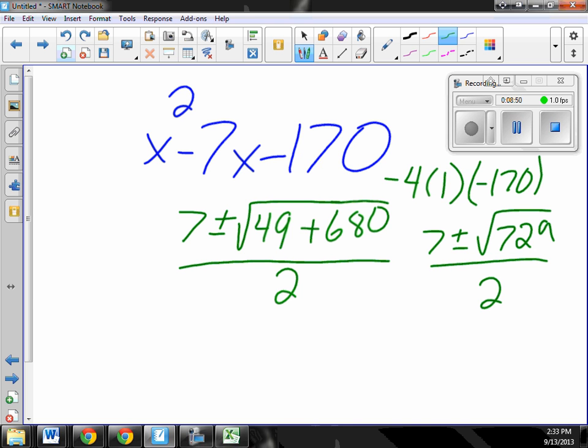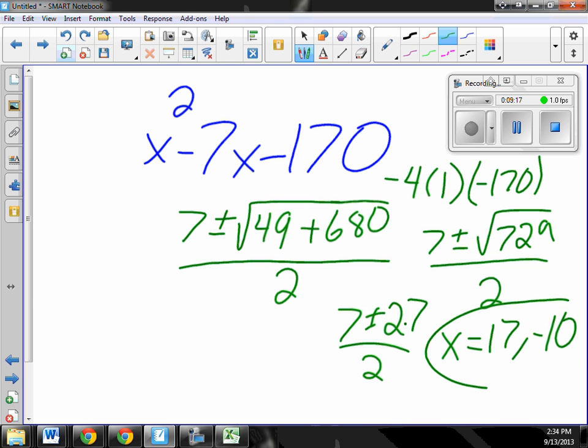Is 729 a perfect square? I sure hope so. Yes? So 7 plus or minus 27 over 2. What is 7 plus 27? 34 divided by 2? 17. 7 minus 27 is negative 20 divided by 2 is negative 10. Could I have factored this one? I could have. It works either way.